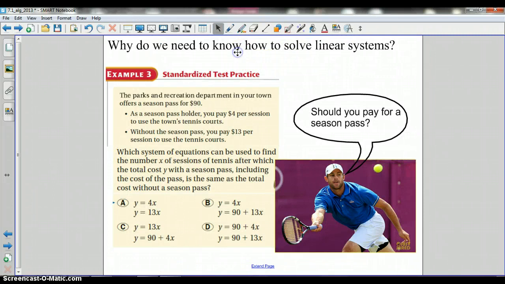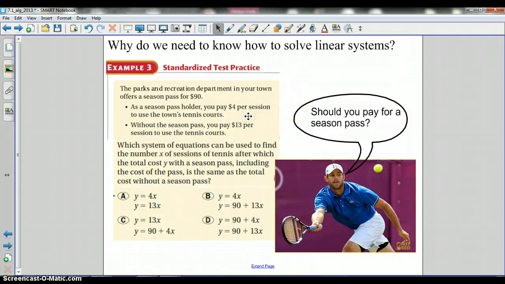Why do you need to know how to solve linear systems? Well, solving these types of problems helps us determine in real life situations whether or not we should buy a season pass, join a club, pay for membership, or whether or not we should just pay the weekly or monthly or session fee. So here's an example where as a season pass holder, you pay $4 per session to use the town's tennis courts, but you buy the season pass for $90 up front. If you decide not to buy the season pass, you pay more per session, $13, to use the tennis courts, but you do not have to pay the $90 upfront fee.